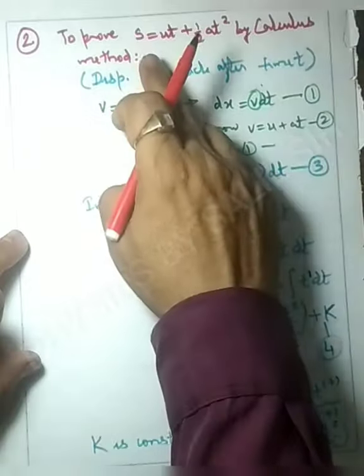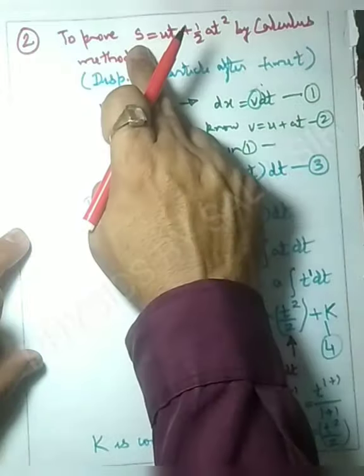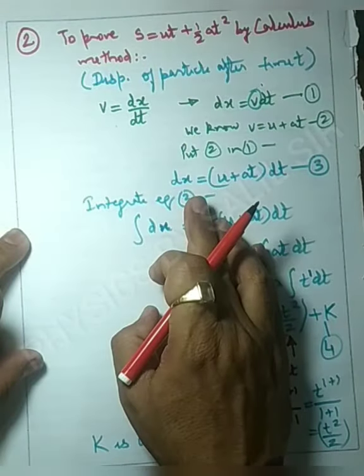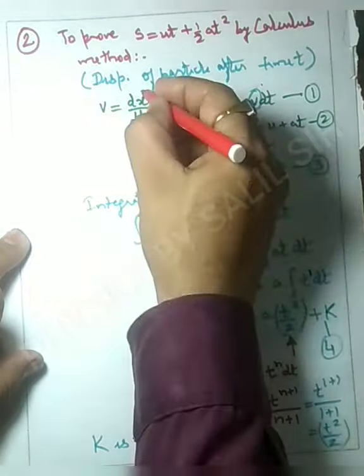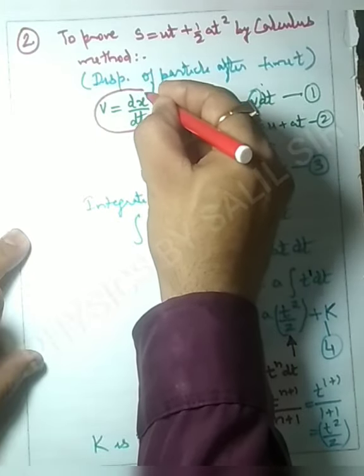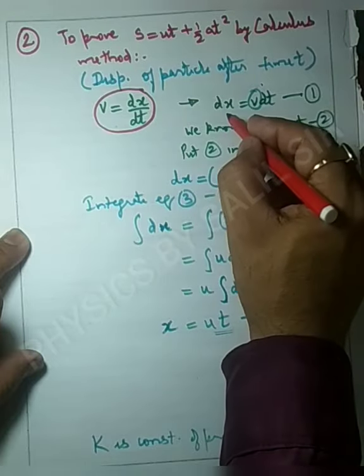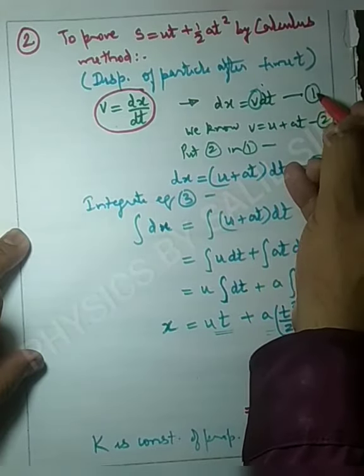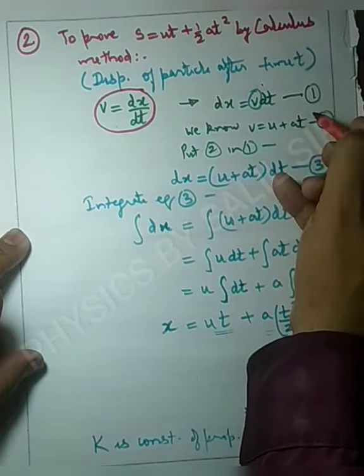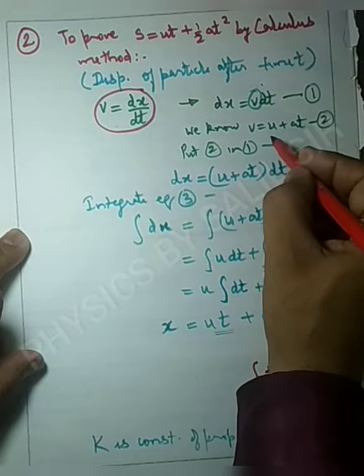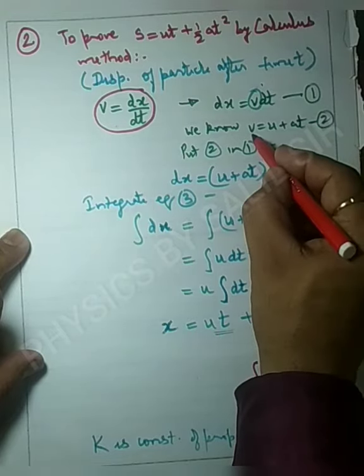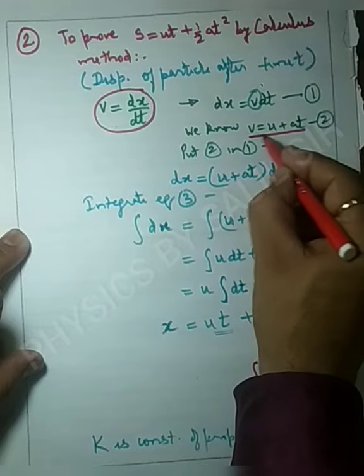Let's recap this. The proof which was required to be done was s is equal to ut plus half at square, and we know that v is equal to dx upon dt. dx is the displacement, dt is time. Cross multiply this, we'll get dx is equal to v dt. We got the first equation. This will be the first step of your proof, and we'll use the first equation of motion in proving this second equation of motion.